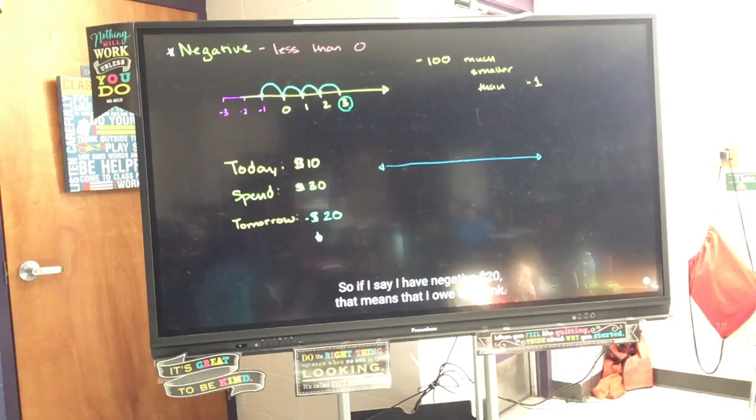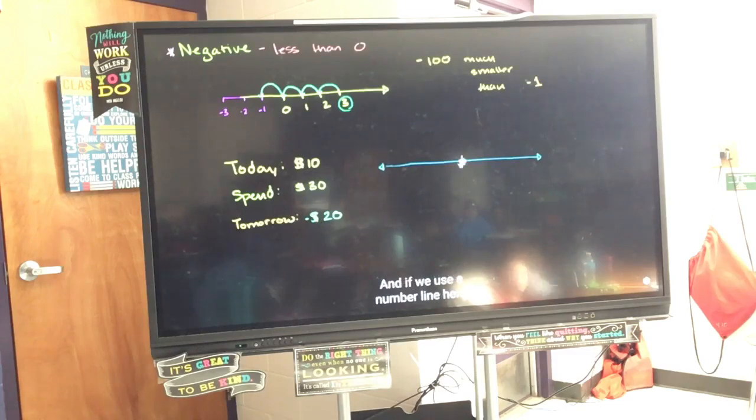So if I say I have negative $20, that means that I owe the bank. I don't even have it. Not only do I have nothing, I owe something. It's going in reverse. Here I have something to spend. If my $10 is in my bank account, it means the bank owes me $10. I have $10 that I can use to go spend. Now all of a sudden, I owe the bank. I've gone the other direction.